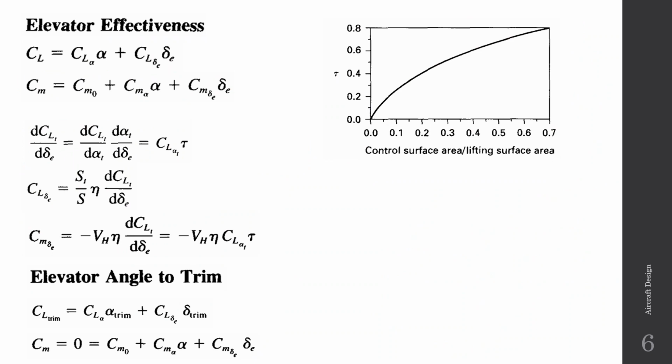Now I will discuss elevator effectiveness. This topic covers how effective the elevator is at producing a desired moment or pitch, like how effective the elevator is at producing some moment or lift. So for this we can linearize. If this is the aircraft, this is the aircraft tail, and there is a notch here which is the elevator.